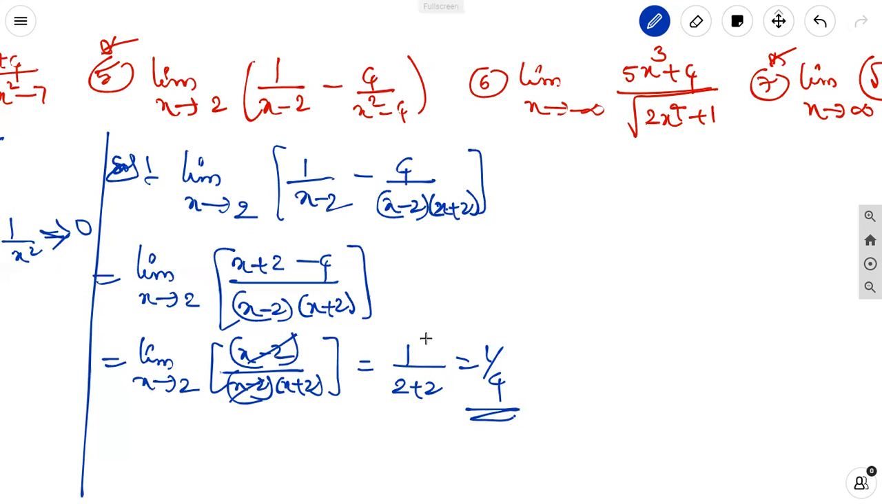Just check it: is it simplified or not? If it is not simplified, then you can simplify it and then you can substitute.